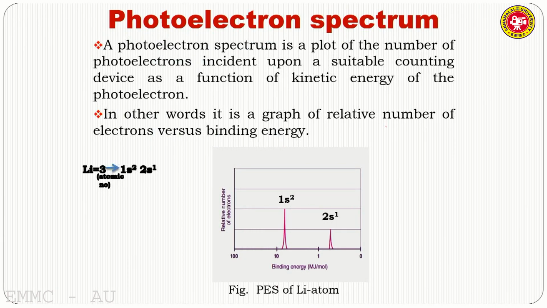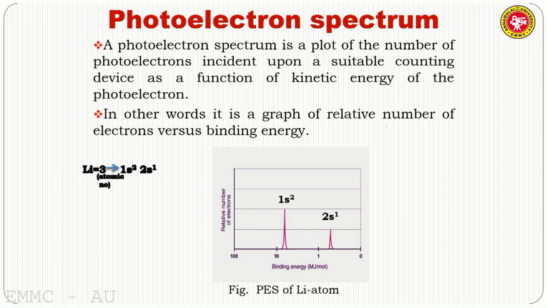Next, the photoelectron spectrum. How do you determine the spectrum? By using the binding energy. The spectrum is related to the binding energy and the relative number of electrons incident on the spectrophotometer. On the X axis we can take the binding energy, and on the Y axis the relative number.